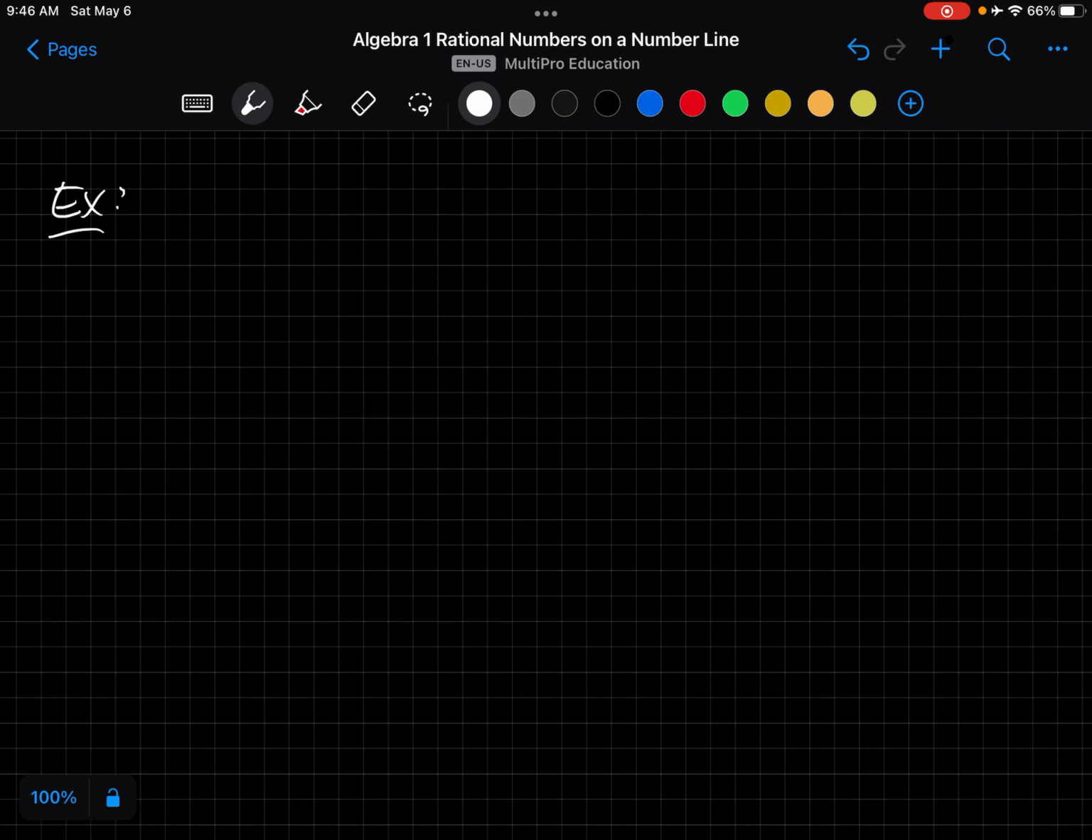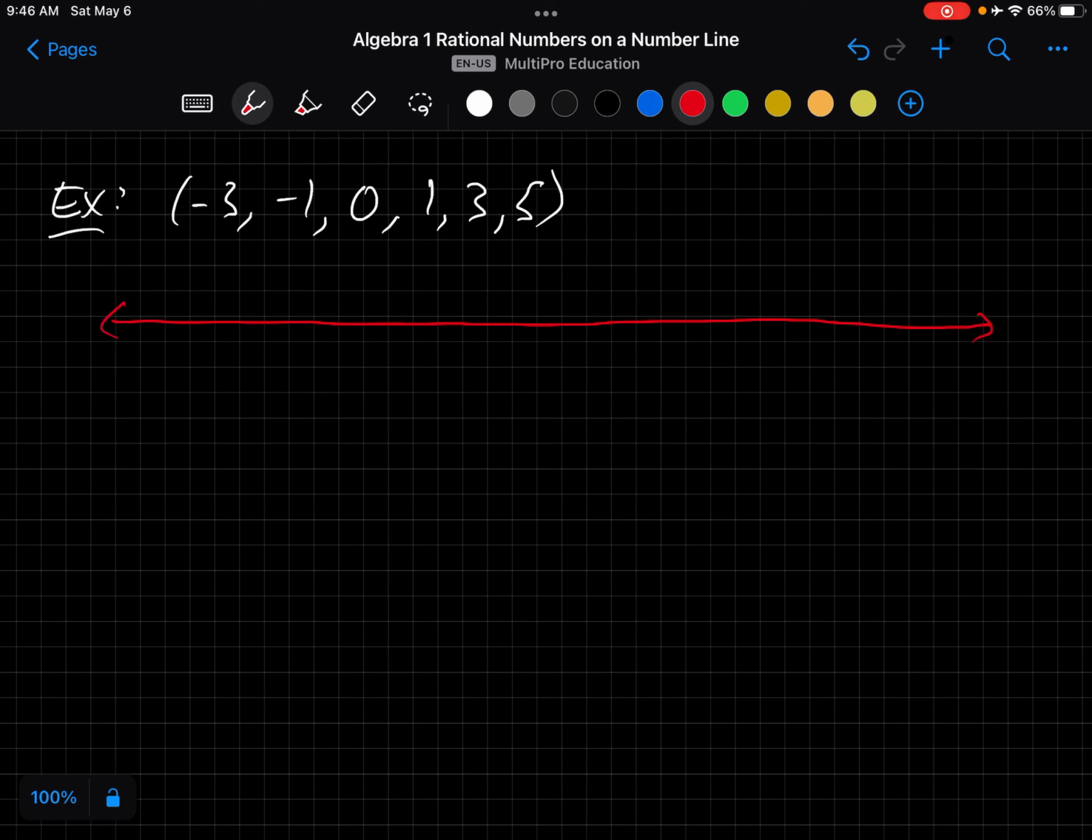All right, let's look at some examples here. We're going to have a set of numbers, and we want to graph them on the number line. So our first set is -3, -1, 0, 1, 3, and 5. So let's draw a number line. And let's put 0 here. 1, 2, 3, 4, 5, -1, -2, -3, -4, -5.